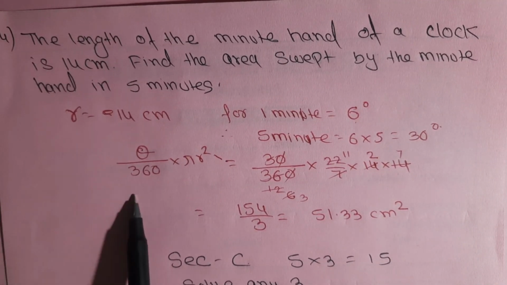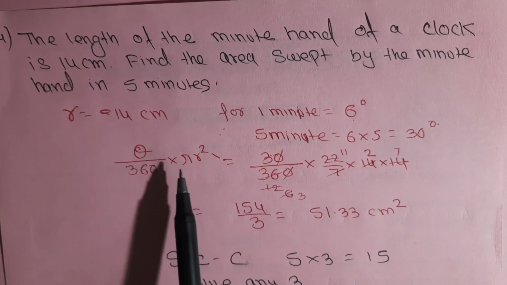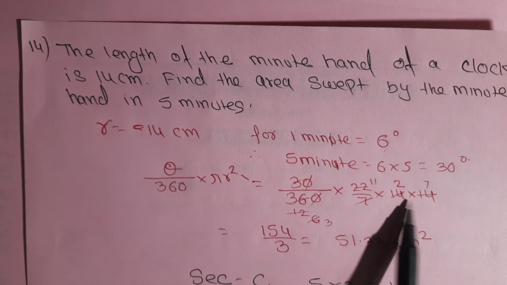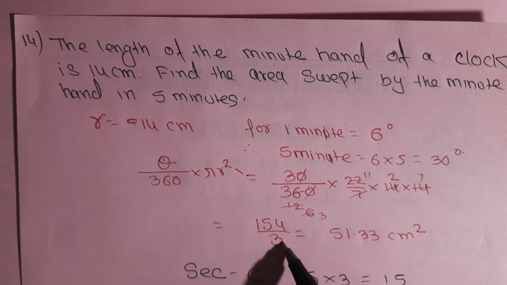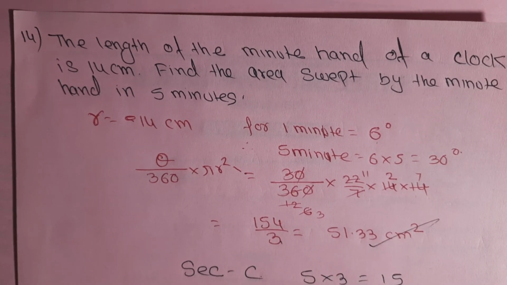So we know the sector formula: theta by 360 into pi r square. Theta we got 30, 360, pi is 22 by 7, and r we got, the radius, is 14 centimeter. 14 into 14, you cancel it, you will get 154 by 3, and if you divide it, you will get this answer. So this was section B. Out of that, you have to solve any 7 questions. Again, pause the video, see it again and practice it.